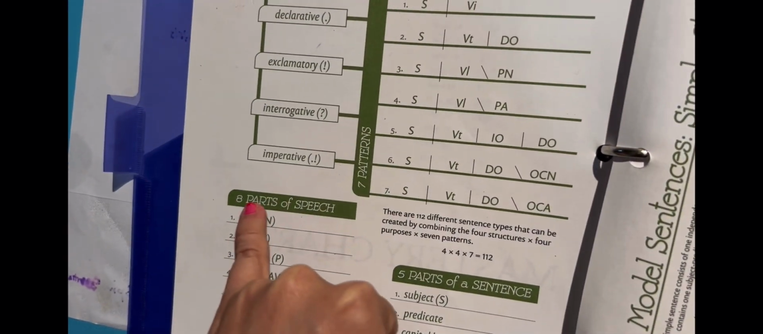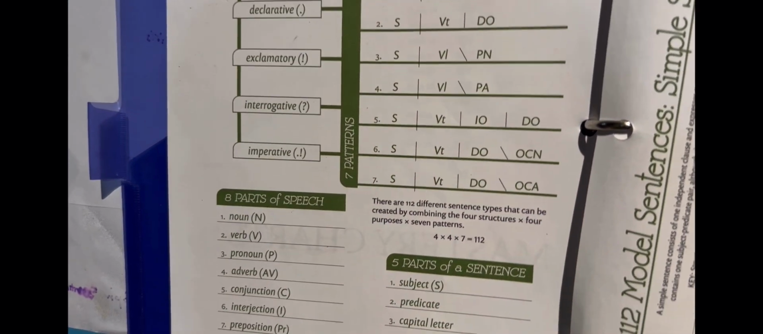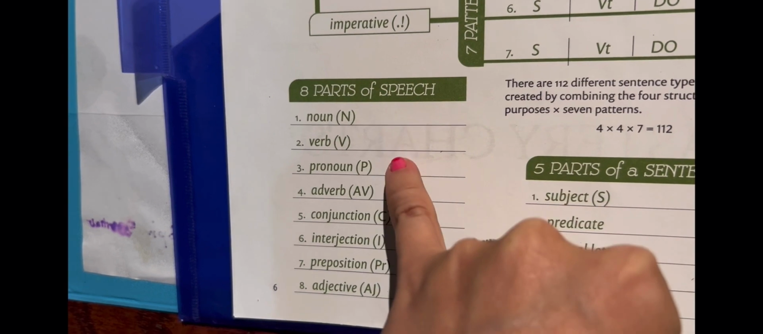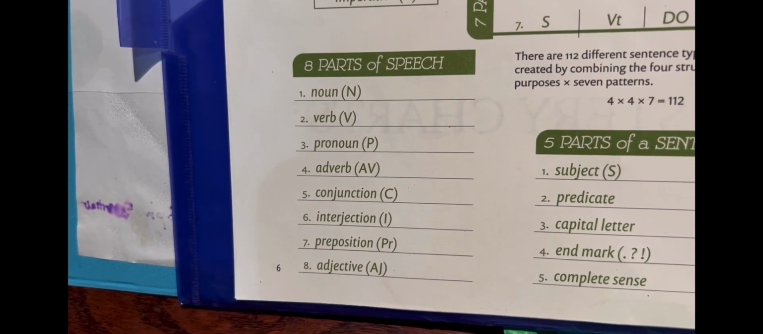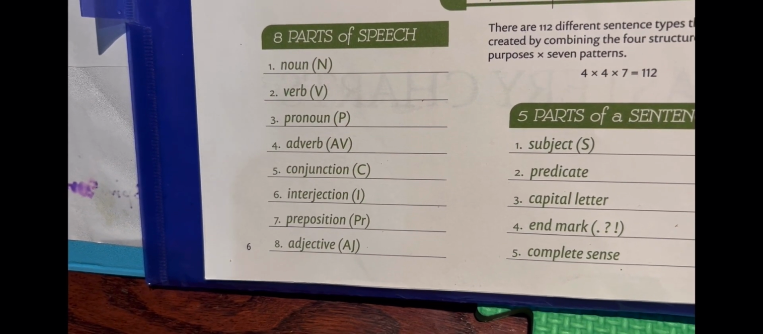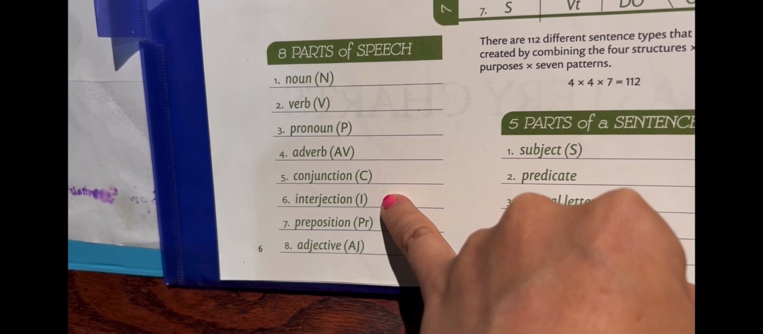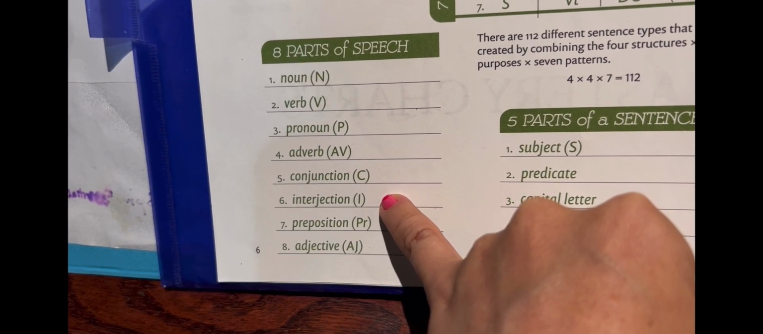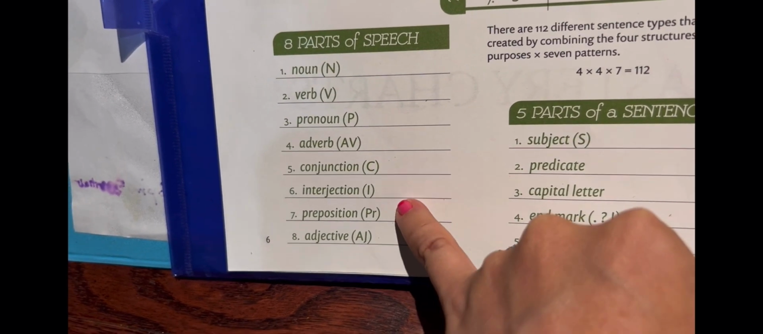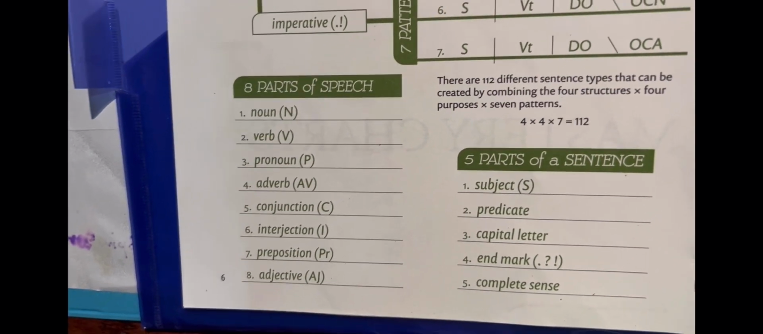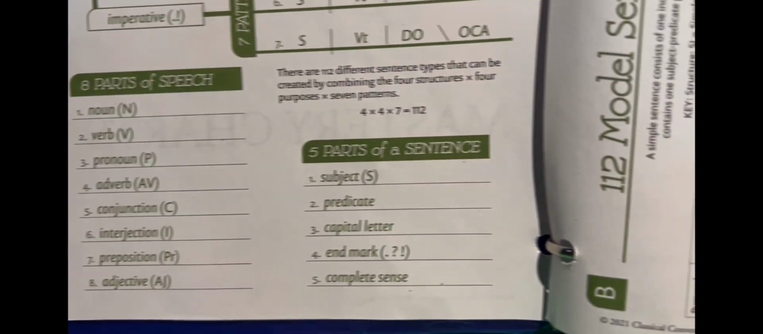These are the parts of speech. Ba-da-ba-bum-bum. Ra-ba-bum-bum. Noun, pronoun, verb, adverb, ba-da-ba-bum-bum, ra-ba-bum-bum. Conjunction, interjection, ba-da-ba-bum-bum, ra-ba-bum-bum. Preposition, adjective, ba-da-ba-bum-bum, ra-ba-bum-bum, ra-ba-bum-bum.